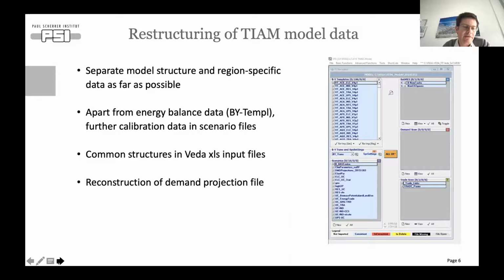And where I also invested quite a lot of time, and this was also a learning process for me, is that I restructured these scenario files, or in general, the TIMES input files, so that they had a quite common structure, which made the links to the database much easier.